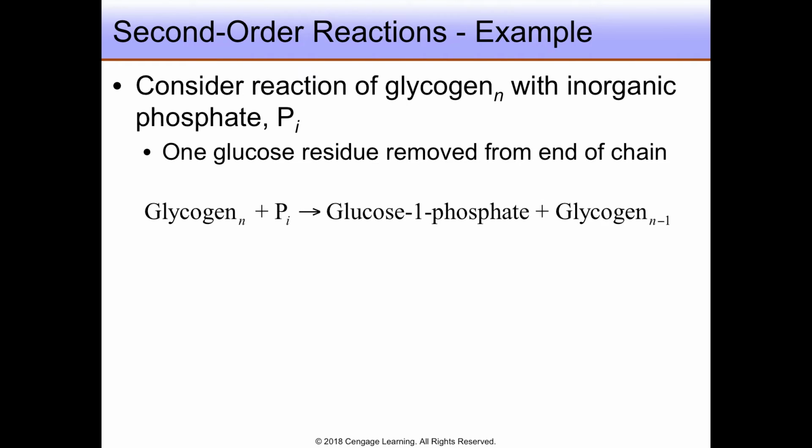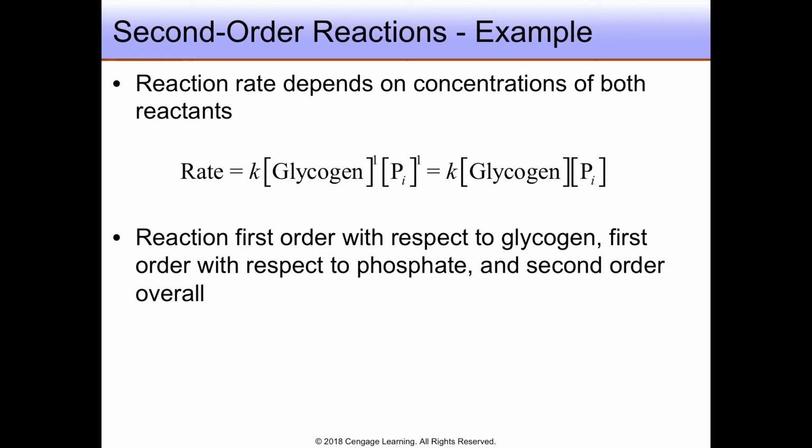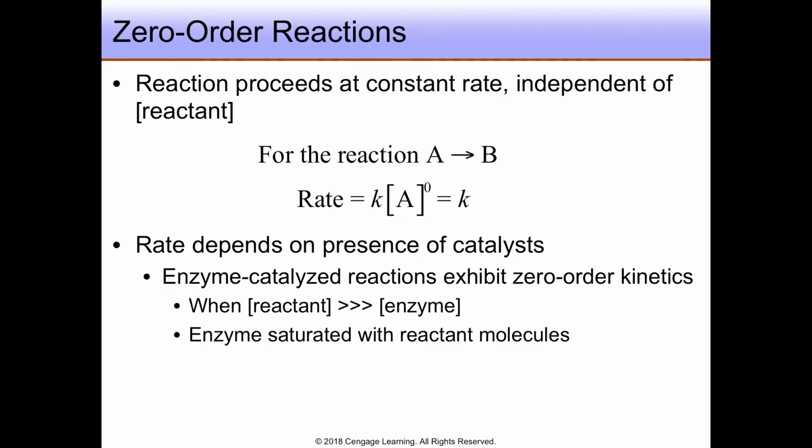An example of a second order reaction would be the reaction of the polymer glycogen with inorganic phosphate, or Pi. The products of this reaction include one glucose molecule, released from the glycogen chain as glucose 1-phosphate, and the glycogen chain minus one residue. Our reaction rate depends on the concentrations of both reactants. The reaction is first order with respect to glycogen, first order with respect to phosphate, and second order overall.